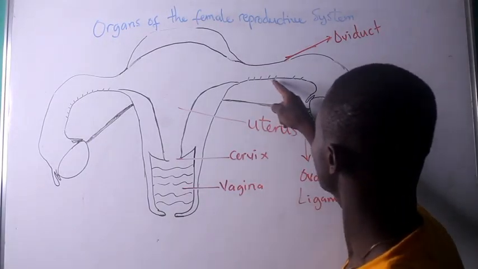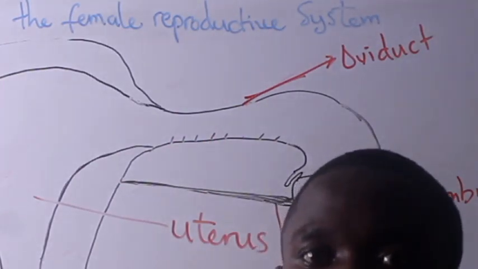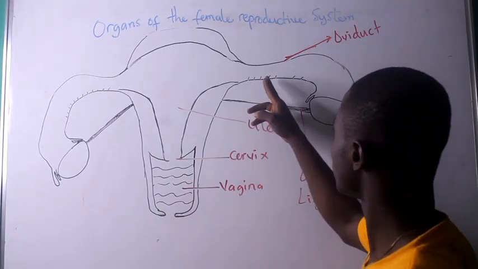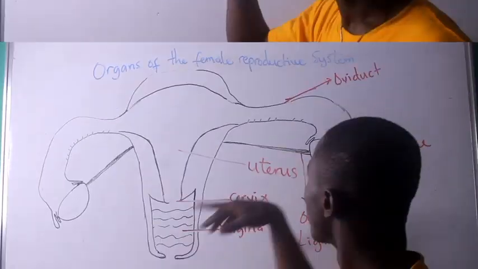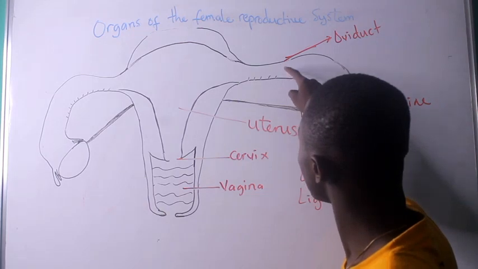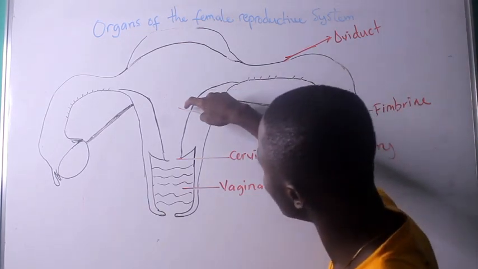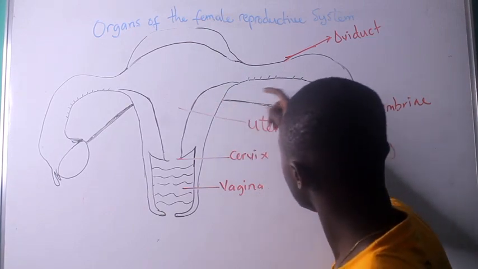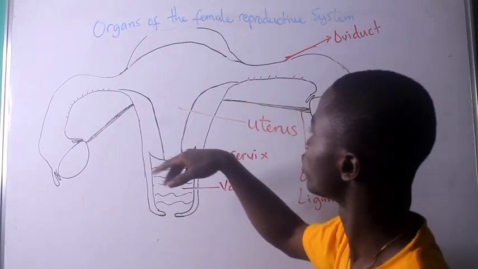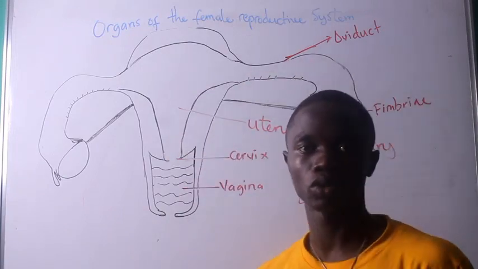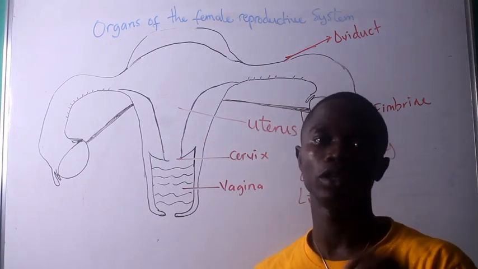Now, if you look, there are tiny hair-like projections called cilia. The function of the cilia in the fallopian tube is to help to move the egg. Whenever the sperm fertilizes the egg in the ampulla of the fallopian tube, it has to move and get implanted into the uterus. In the process of movement, it is the cilia that help to transport it directly into the uterus so that it can be implanted into the wall of the uterus.